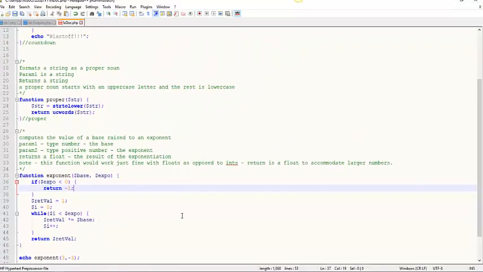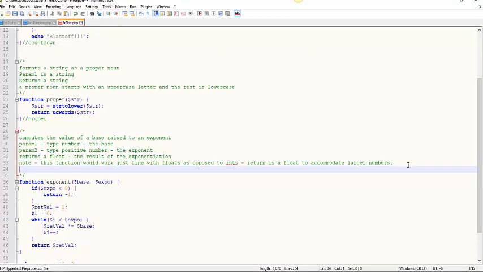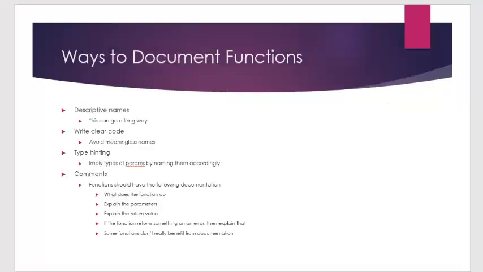So that would be one of those examples of if there's a situation that you need to check, then that would be something I would need to document. So I'd say return -1 on negative exponent. This does not accommodate those. It does not work for those. Something like that.